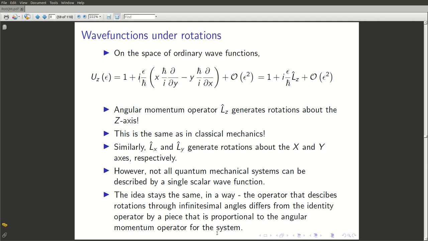Now this operator which changes the vector must have been the identity, of course, in that particular vector space, if no rotation had taken place. So if the angle of rotation epsilon is 0, then the operator is just the identity. For a small angle of rotation, there will be a first order correction term, i by h cross times the angle epsilon times an operator, and this operator is exactly what will be called the angular momentum component along the z-axis, if we are considering rotations about the z-axis for that particular system.